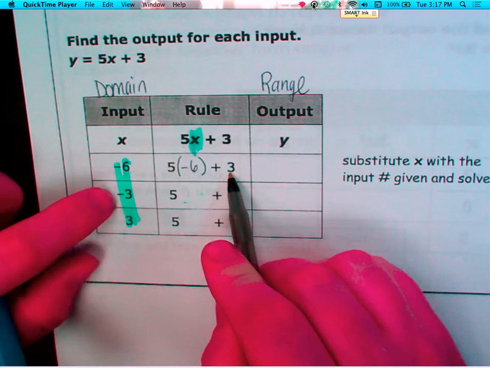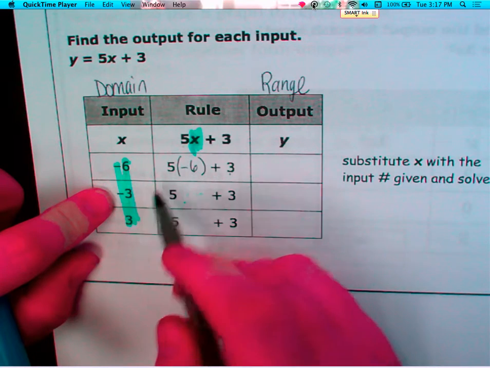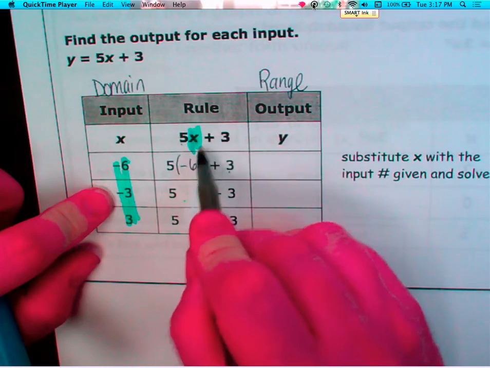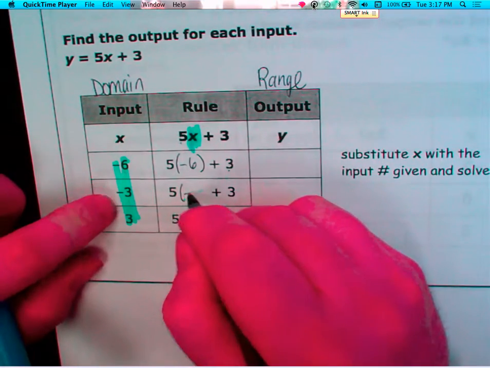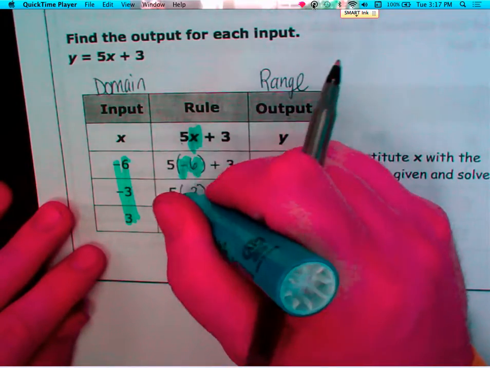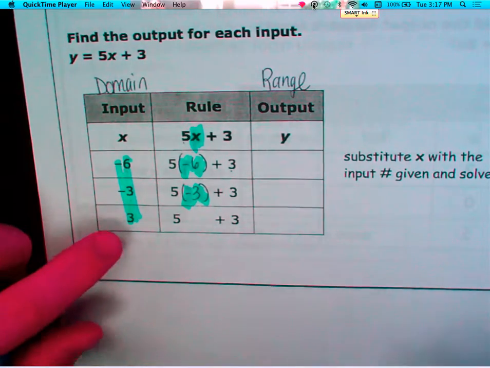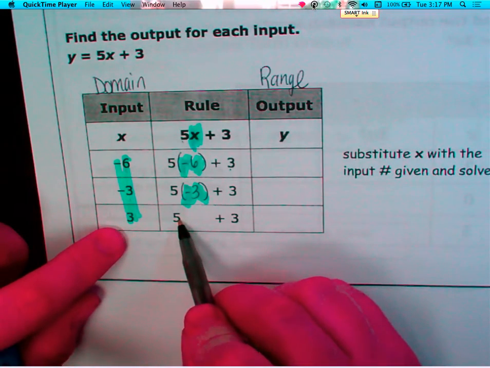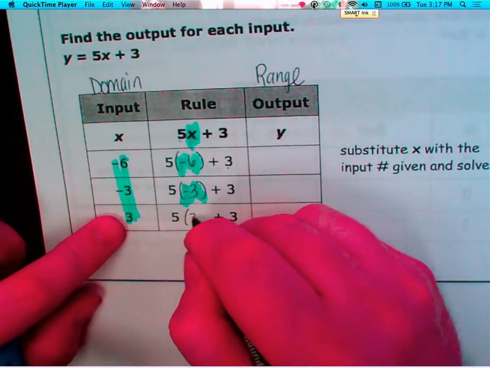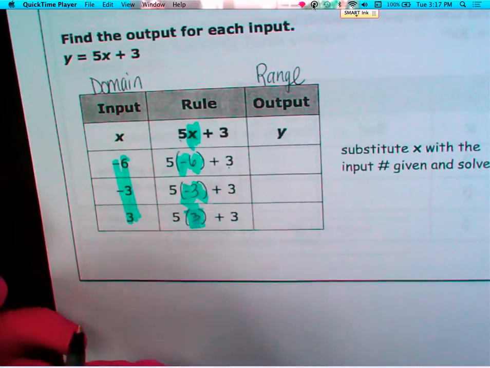Okay, the next one here. I now am calling x -3. So it's going to be 5 times x plus 3. So now it changes to 5 times -3 plus 3. Those are my domains that I put in. I substitute them in. Okay, the last one here is going to be 5. Got my x here, which I'm now calling 3. 5 times 3 plus 3. And it's going to give me my range.